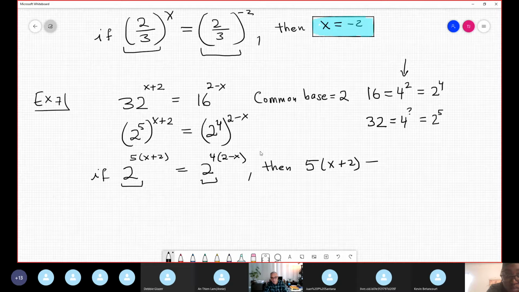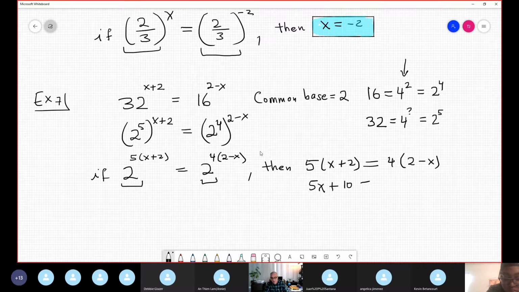Linear equation. Okay, distribute the property. This is a piece of cake. This is a minus 4x. Well, 5x plus 4x, I move to the left. 4x, and 10 stays negative. This is 9x, and this is negative 2.